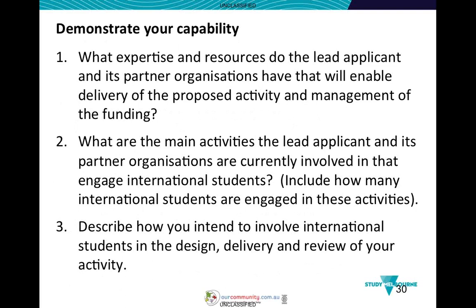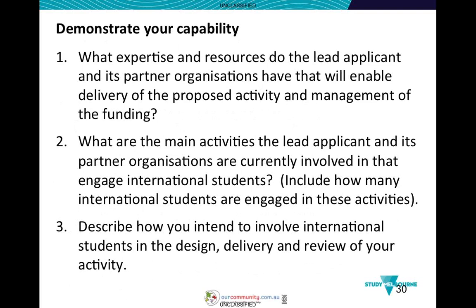Some of the questions specifically that you'll need to address are, what expertise and resources do you have, or does your partner organisation have, that's actually going to enable you to deliver the activity and, importantly, manage the funding. So be sure to talk about other funding that you've received and other similar projects or activities that either yourself and or your partners have also delivered.